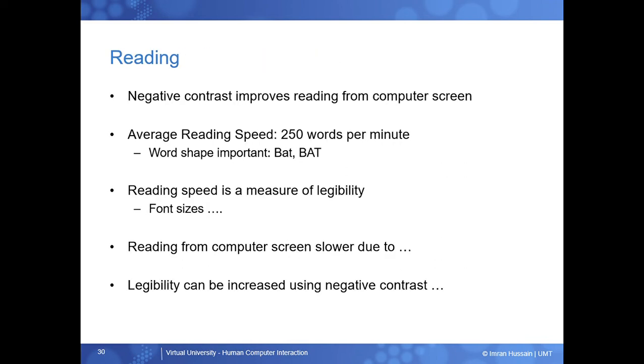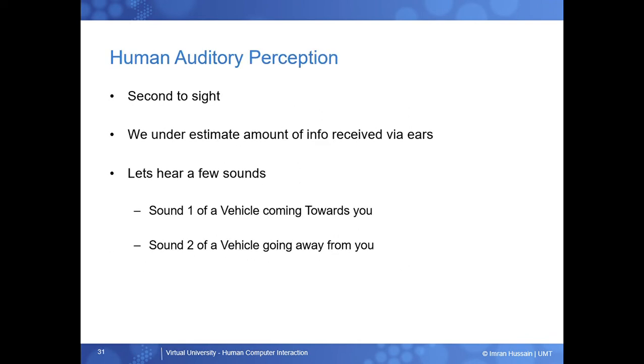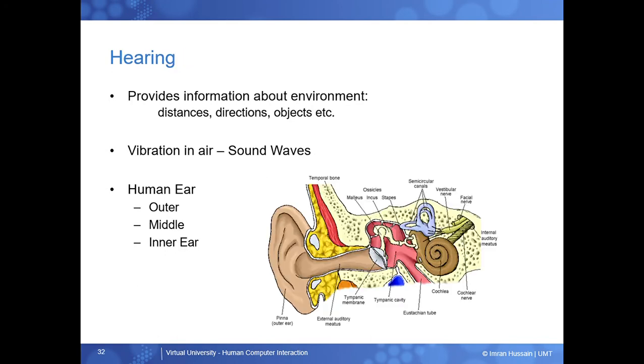Okay. So we're done with eyes, and then we have like more. Okay, so you have human auditory perception, so you have the second to sight. So auditory, which means we use our ears. So we underestimate the amount of info received via ears. You should always understand the power of your ears, especially kapag may chismis sa tabi, ganyan. Charot.